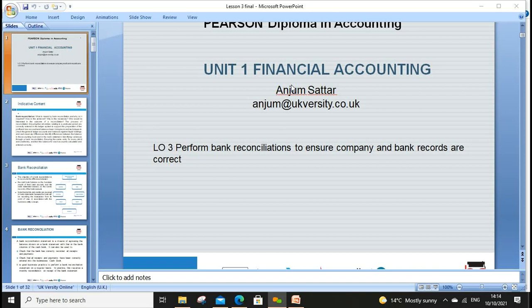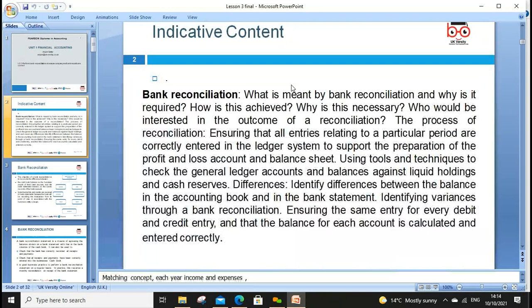Today's lesson will go through bank reconciliation to ensure the company's record and the bank record are correct. So today's lesson indicative content, what we're supposed to learn: what is meant by bank reconciliation? Why is it required?